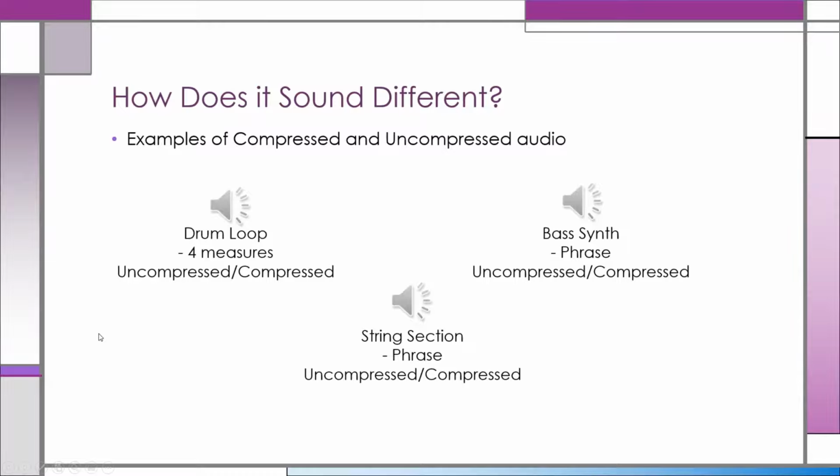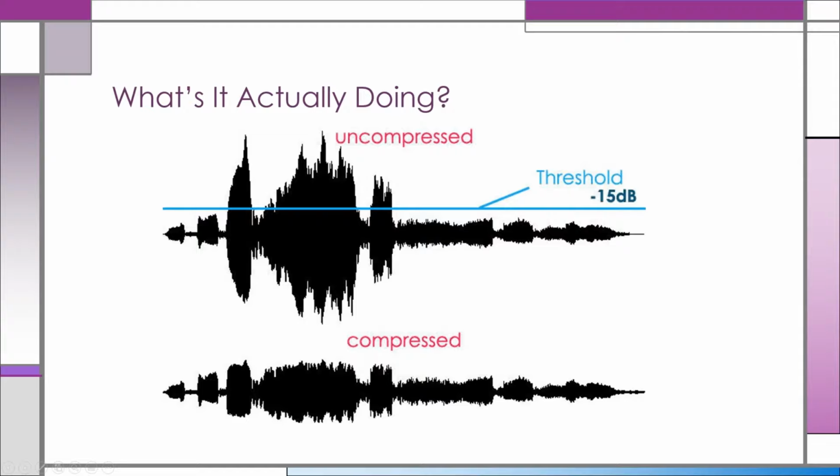So what is compression actually doing? Well, essentially it's reducing the difference between our loudest and quietest moments, or what's called our dynamic range. In this example here, we have a threshold of, let's say, negative 15 decibels. So we're working on a digital system. We're 15 decibels below whatever our loudest possible sound is. It's probably somewhere up here.